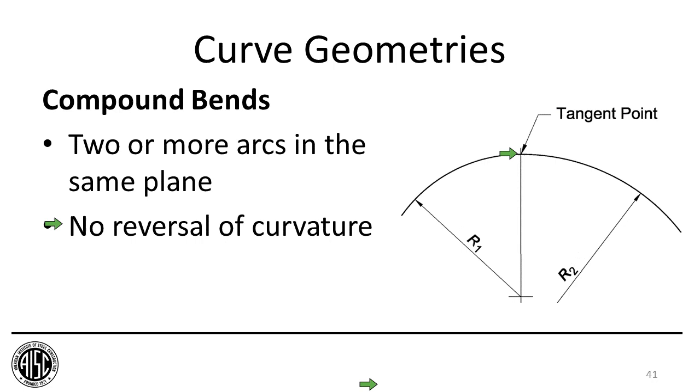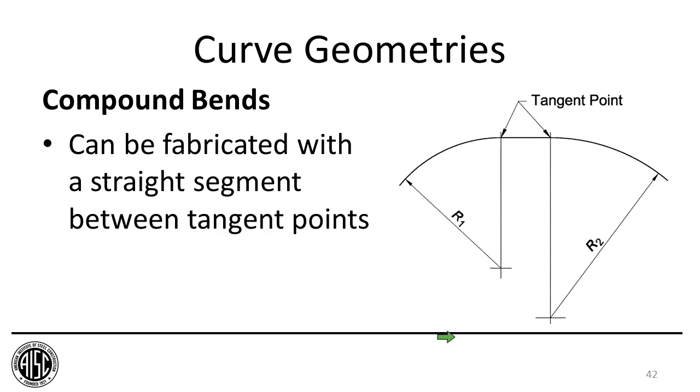Another thing is that your tangent points do not have to line up. You can have a straight segment between the tangent points, like I've got shown here. So you can have this straight segment in there, and that may even be easier for them to curve as one single member if they do it that way.